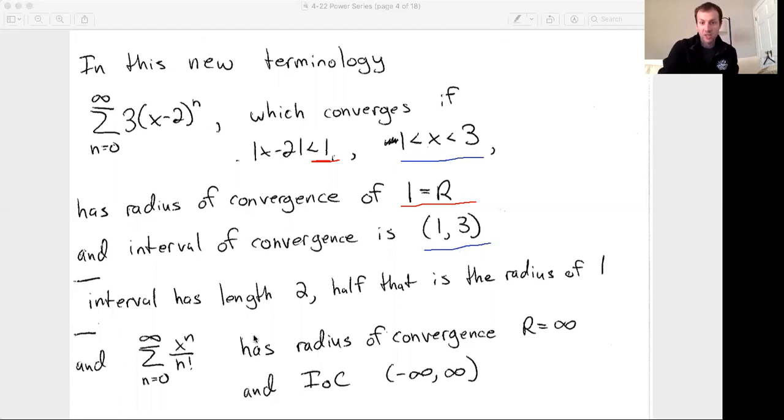As another way of tying things together, just to kind of confirm that these are the right things, this interval has length 2, from 1 to 3 is 2, and the radius is always half the length of the interval. Right, kind of a radius is half a diameter. That's the relationship here. The whole interval has length 2, and if the center is in the middle, then from the middle to the edge is half the length, which is 1.